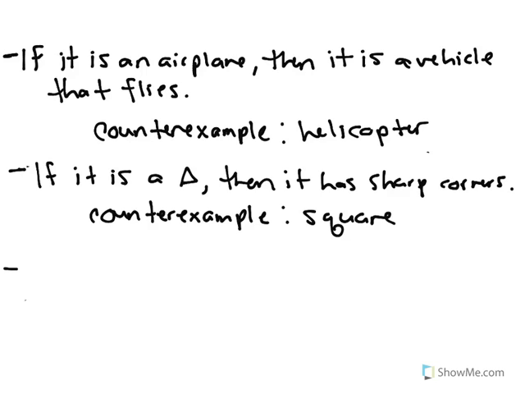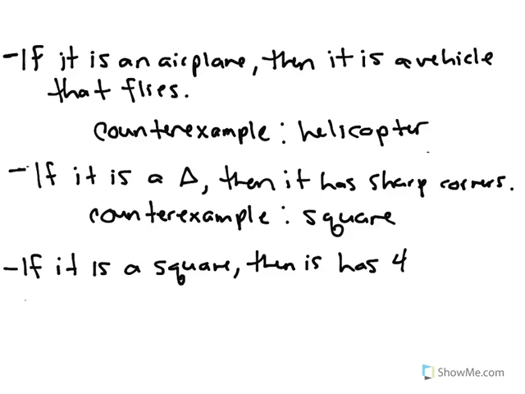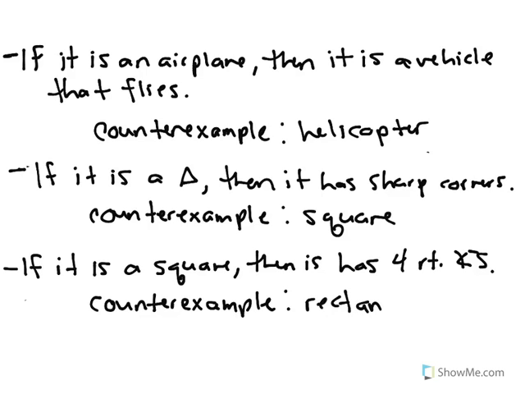The last one, a square is a figure with 4 right angles. So if it is a square, then it has 4 right angles. That's a true statement, but now we have to reverse it. If it has 4 right angles, then it's a square. Can you think of what it is? What is my counterexample? What is the other figure with 4 right angles? It would be a rectangle. That concludes the notes. Please start on your homework.